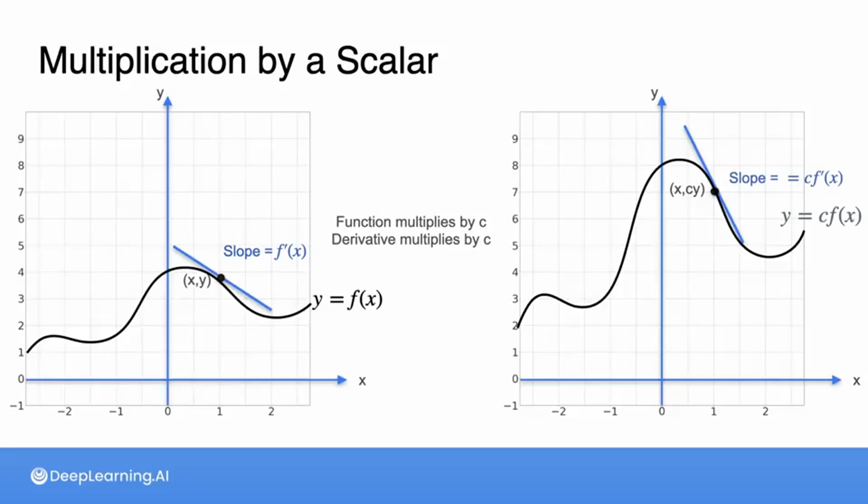Because if you think about it, the plot on the right is obtained from the plot on the left by basically putting your hands on top and bottom and stretching it by a factor of c. So that is the multiplication by scalar rule.